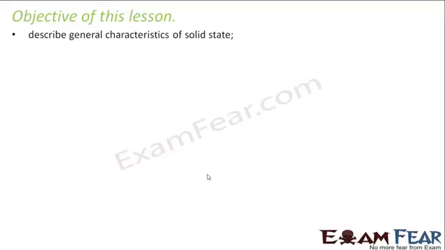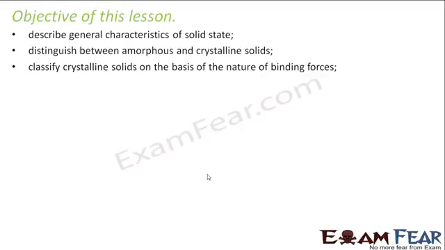So in this chapter, we'll describe the characteristics of solid states. We'll try to distinguish between amorphous and crystalline solids. We'll learn about what amorphous and crystalline solids are. We'll classify crystalline solids on the basis of the nature of the binding force. We'll not discuss much about the amorphous solids.